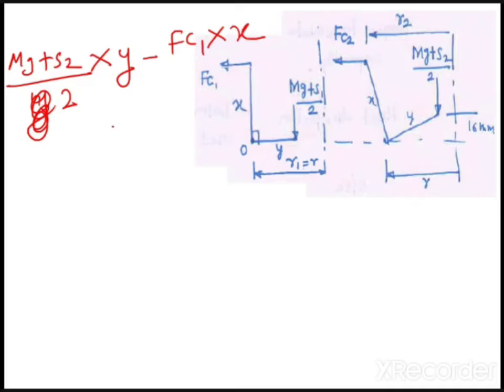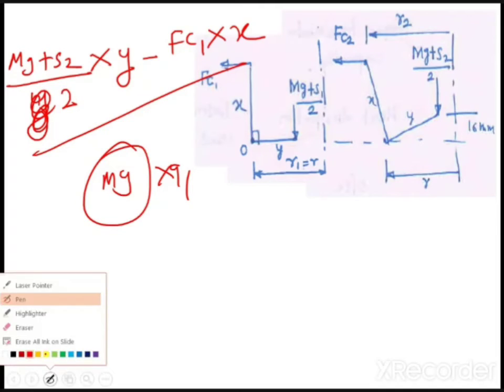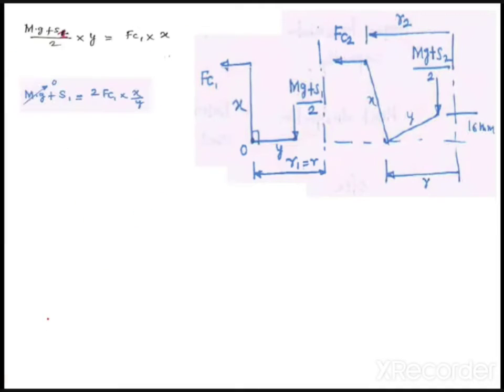Okay, so this is the moment. Now guys, have you understood why I have taken minus? Because I have taken anti-clockwise and clockwise. If there was an mg, then mg multiplied by a1 would have been another moment, but mg is not there. So mg plus s1 upon 2 into y is equal to epsilon into x.